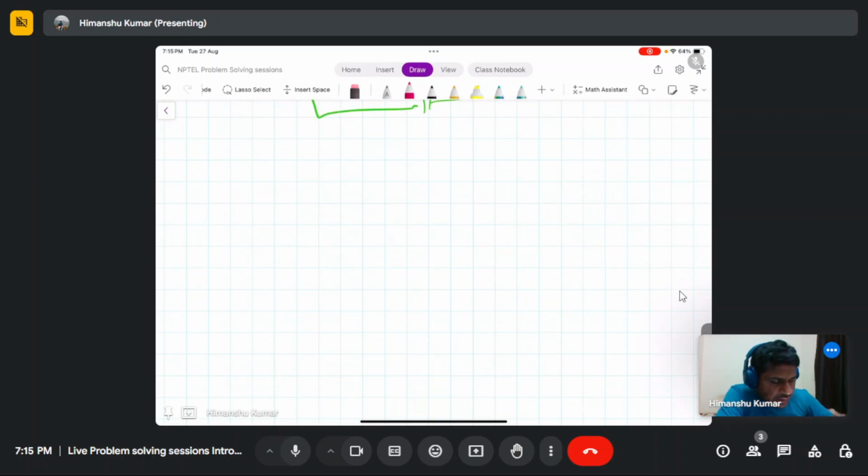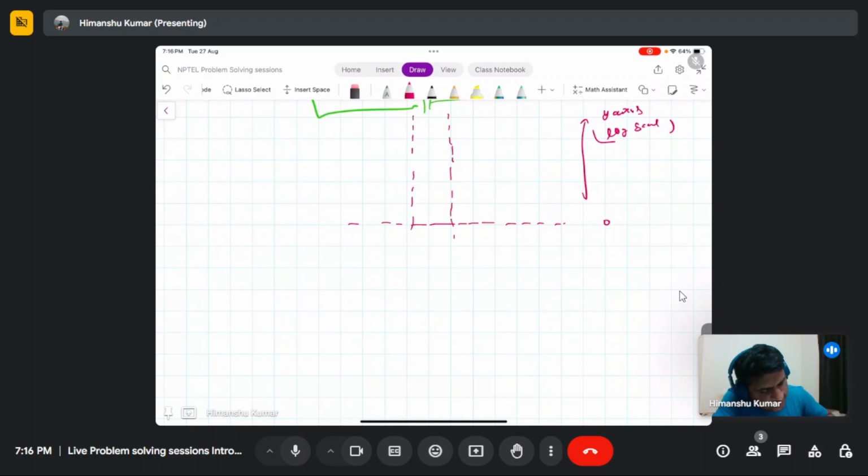Now, if you apply a bias, what will happen? When you don't apply a bias... let's draw the concentration of the carrier. Let's say this is 0 and the y-axis is at log scale. Now assume this is the junction, this is the p side depletion region and this is the n side depletion region.